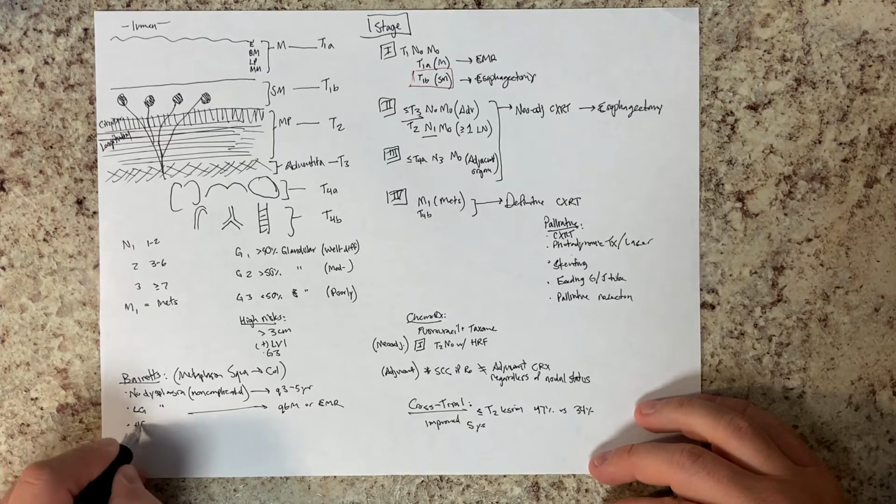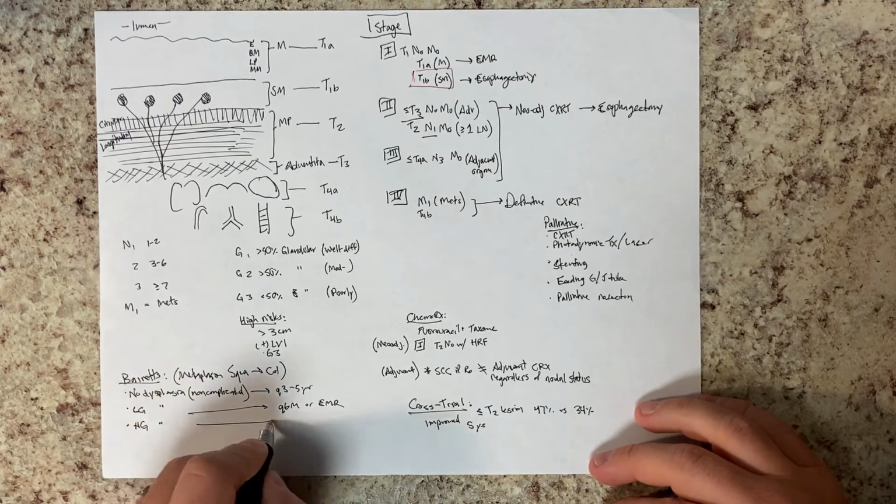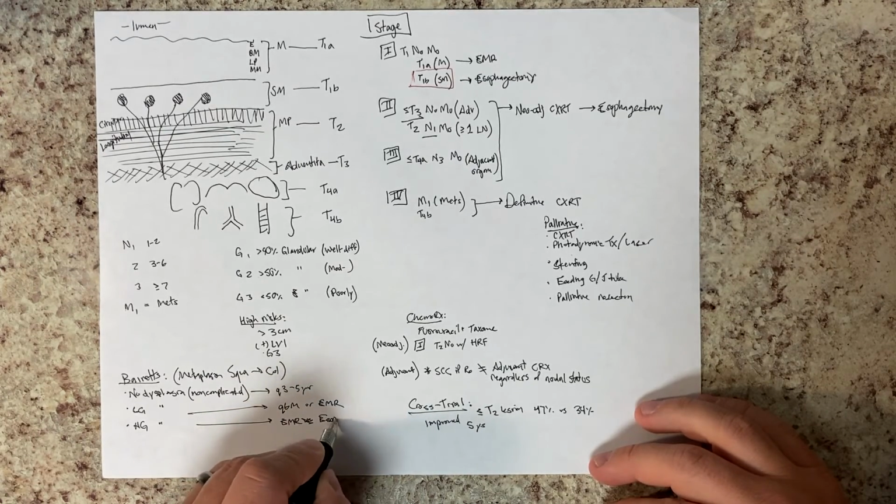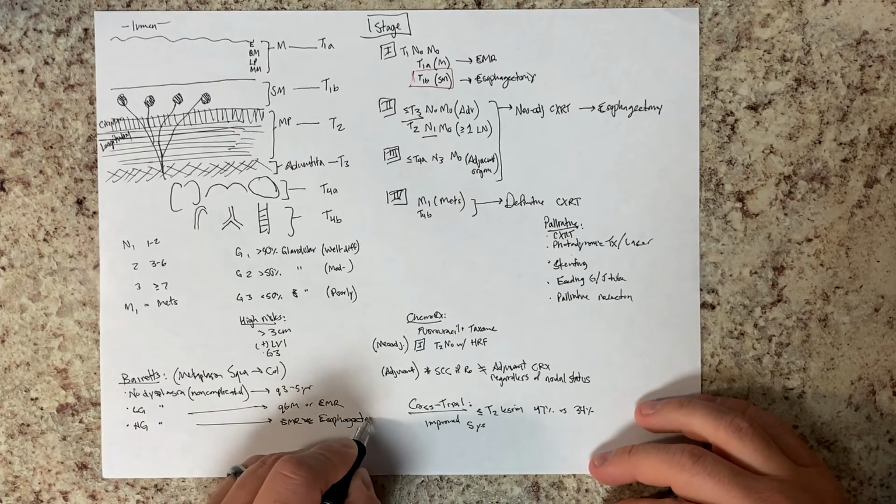If you have high-grade dysplasia, then we're going to up the game, and we're going to do EMR versus go for esophagectomy. Esophagectomy used to be the answer, but with the advancement of endoscopic technique, EMR has been found to be effective and safe.